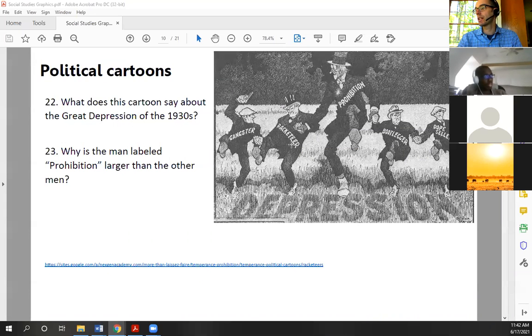So we see a gangster holding a gun, a racketeer who's a person who kind of cheats to make money. He's wearing a top hat. He's probably very rich. A bootlegger. In the 1920s, you had prohibition. Remember, we've talked about prohibition. They made illegal the selling of alcohol. A person who's making illegal alcohol is a bootlegger, and a dope seller, maybe selling drugs. He's holding a fistful of cash. So what does this cartoon say about the Great Depression of the 1930s?